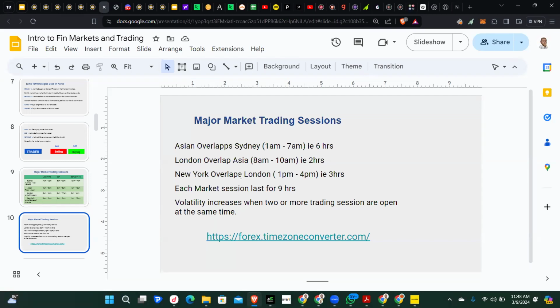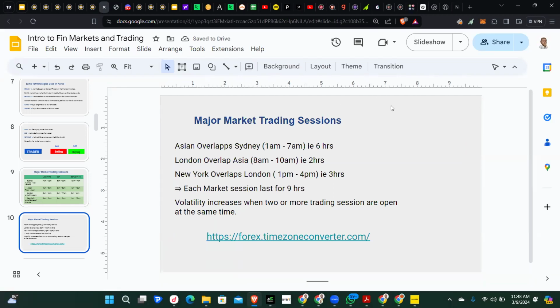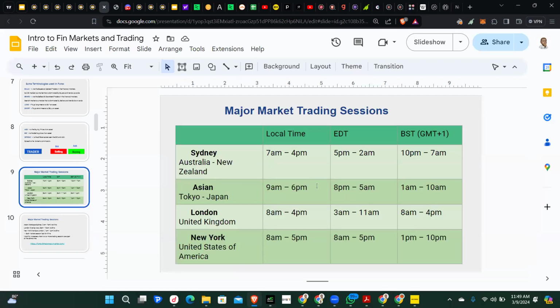Now, each of the market sessions lasts for 9 hours. So these are the major trading sessions. We still have Frankfurt in Germany, but their contribution is not really significant, so I don't actually pay attention to them. So these are the major 4 that you should pay attention to.